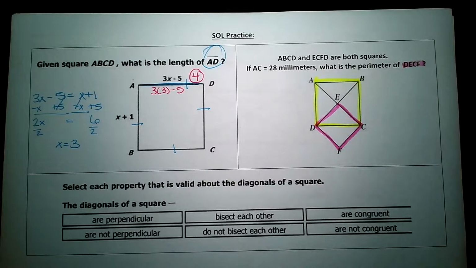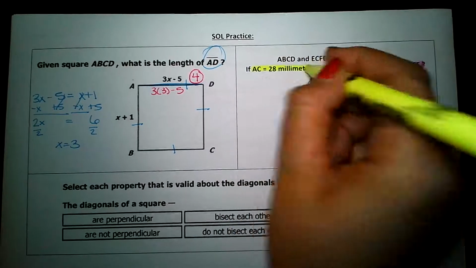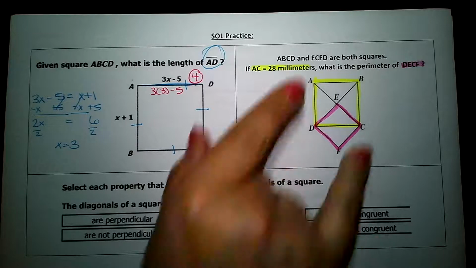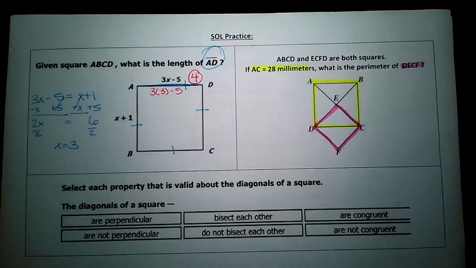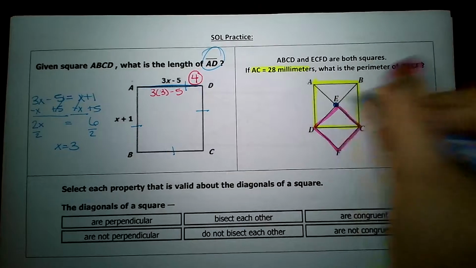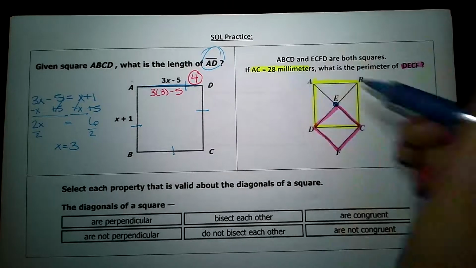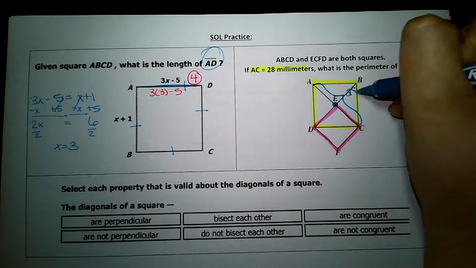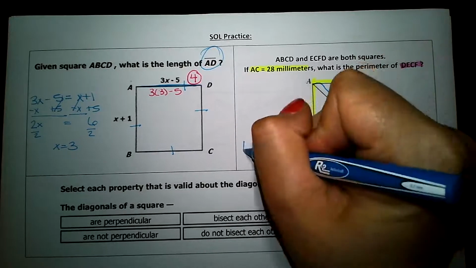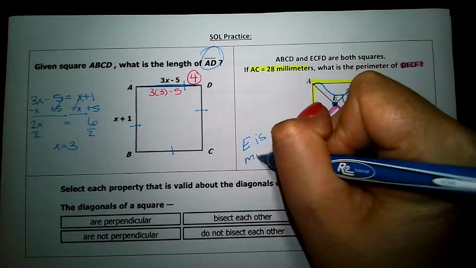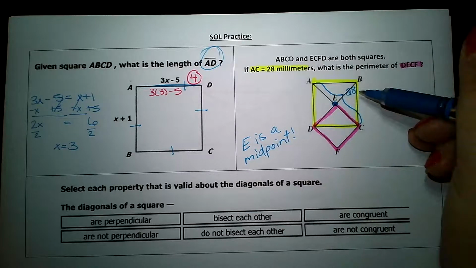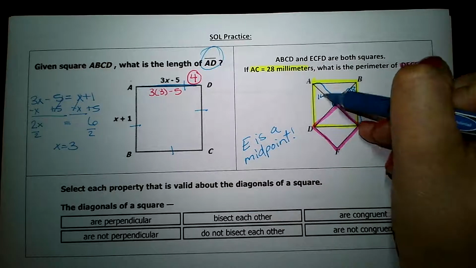All right, so this 28 millimeters goes with the yellow square. Somehow we have to transfer over to the pink square. So think it through with me. A to C, the full diagonal, is 28. What do you know about point E that could work on that 28? Well, E is a midpoint. Can't stress that enough. So if E is a midpoint, we can take that 28 and break it in half into 14 and 14.